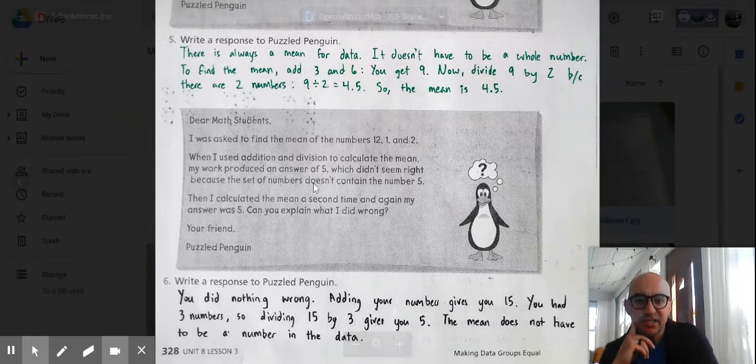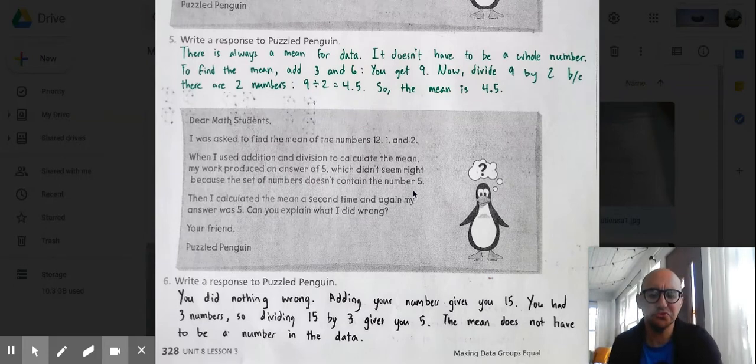He doesn't trust himself here. He doesn't trust his answer. That sometimes happens when we're working on math, especially when it's a new skill or a new concept. We run into some insecurity, some feelings that we're not right. So let's take a look. He calculated the mean a second time. Great idea. Always double check your work. And again, my answer was 5. Can you explain what I did wrong?